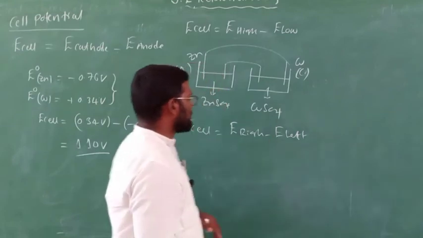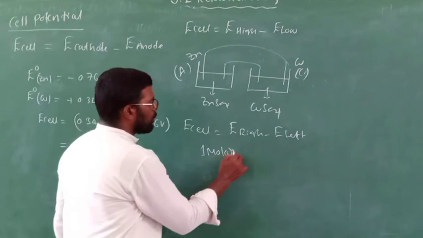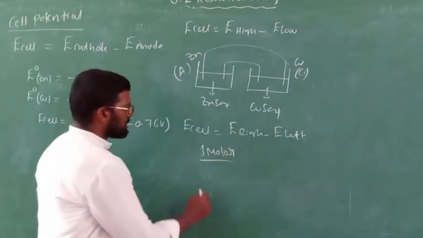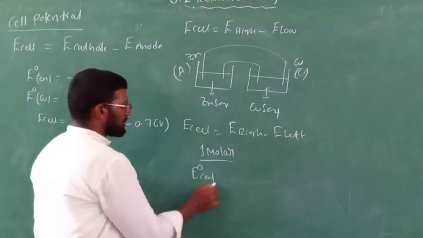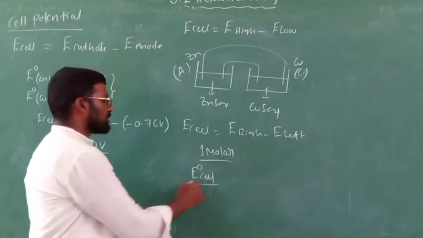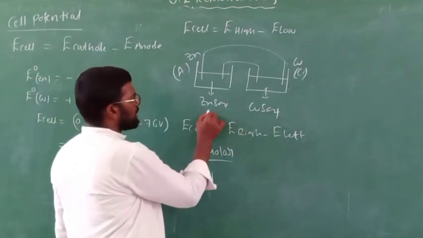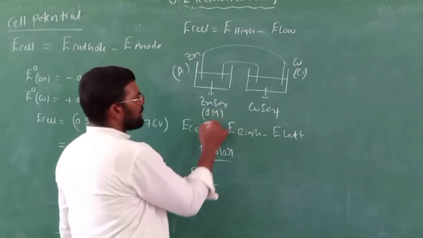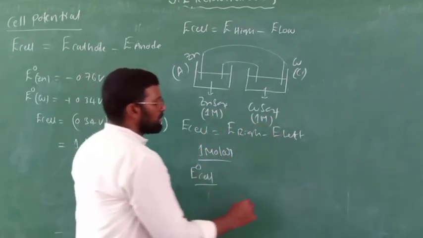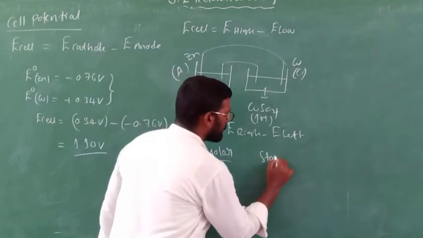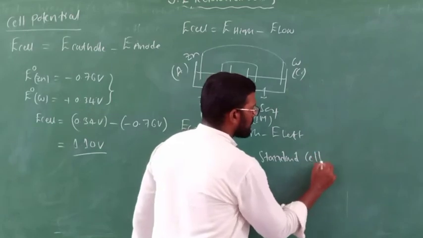If cell potential is determined at 1 molar concentration of electrolyte, then it is called standard cell potential, and it is represented by E naught cell. That means whatever electrolytic solutions we have taken, if their concentrations are equal to 1 molar, then whatever cell potential we get is called the standard cell potential.